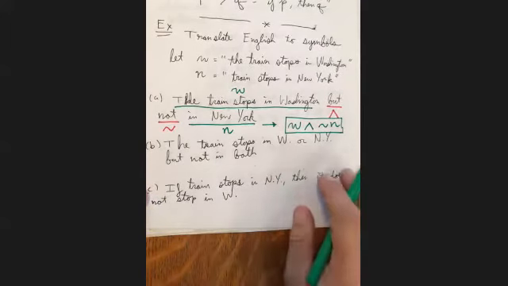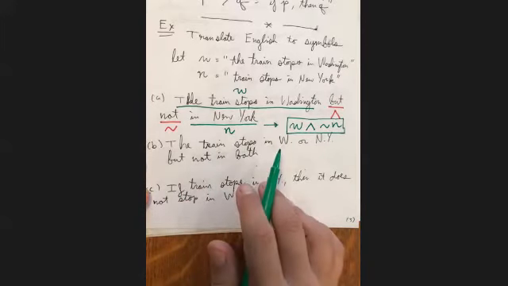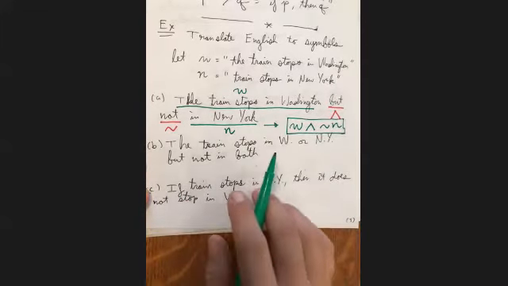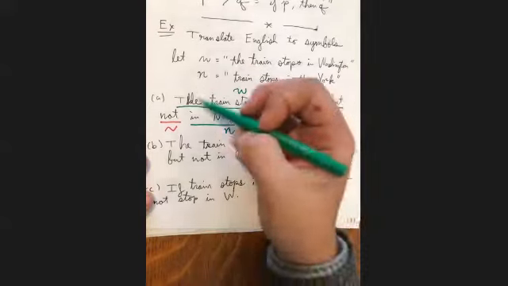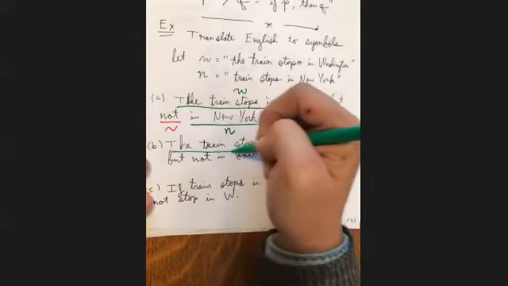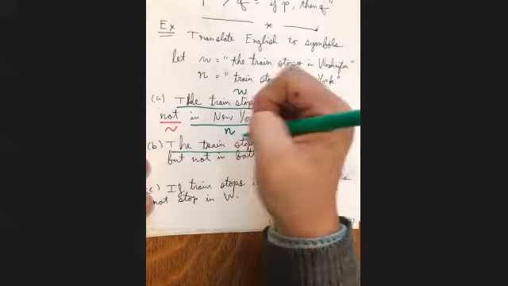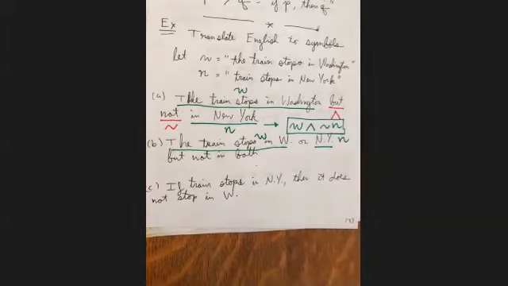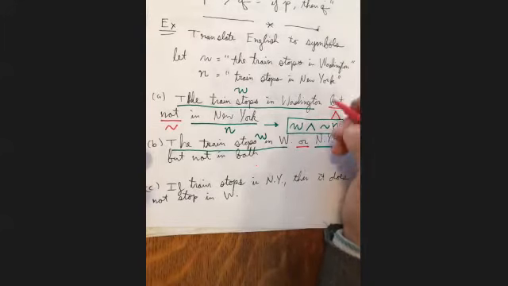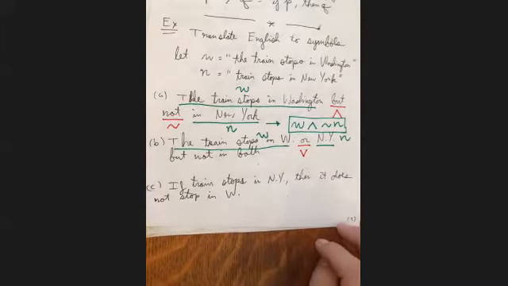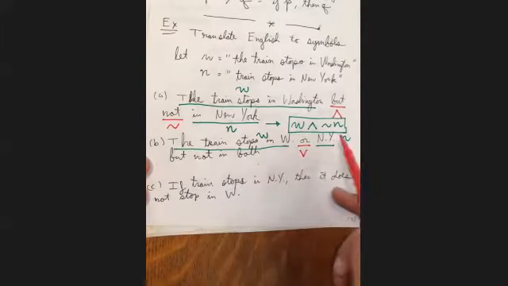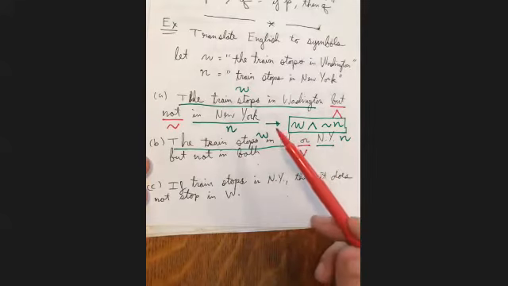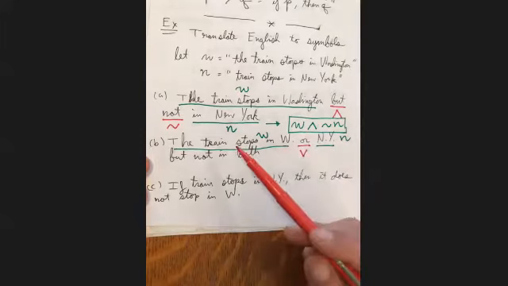Okay, let's try another one. The second statement says the train stops in Washington or New York, but not in both. Okay. So let's see what we got here. The train stops in Washington, we know that that corresponds to W. The train stops in New York corresponds to N. And those are connected with the connective or, which we know is a disjunction, which is denoted with a down-facing caret. So right off the bat, we've got one complete compound statement, W or N. That's its own statement.